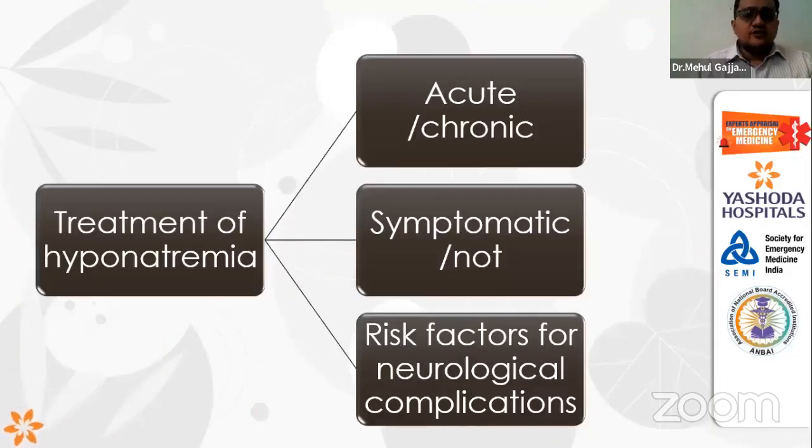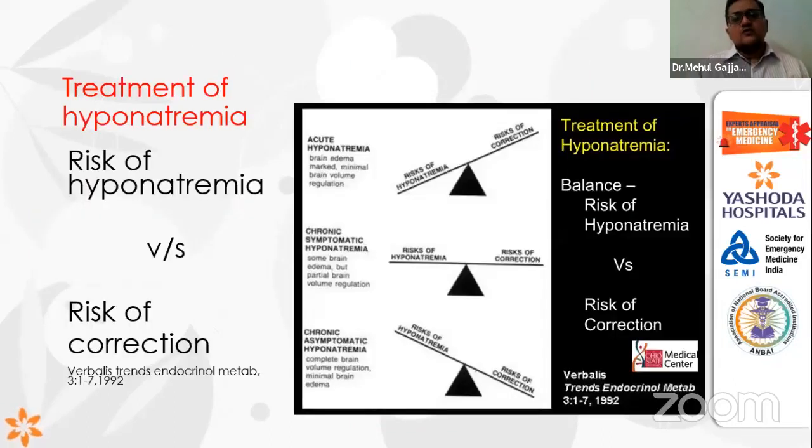Now coming to the treatment part. The treatment depends on whether hyponatremia developed acutely or chronically, and whether the hyponatremia is symptomatic or non-symptomatic. What are the risk factors for neurological complications if there is a correction of sodium level? So always you should look at the risk-benefit ratio. In case of acute hyponatremia, the risk of symptoms due to hyponatremia is more as compared to the risk of correction.